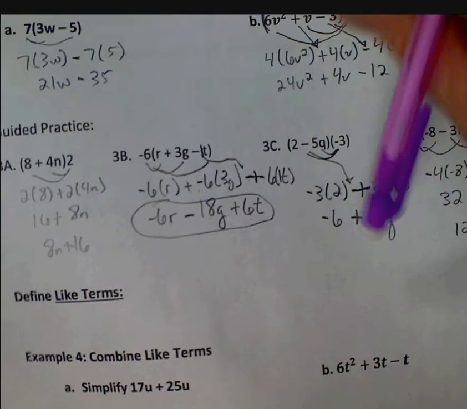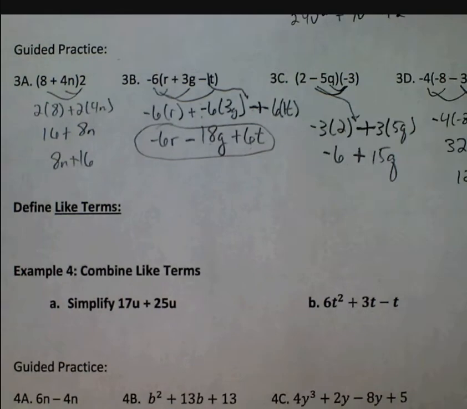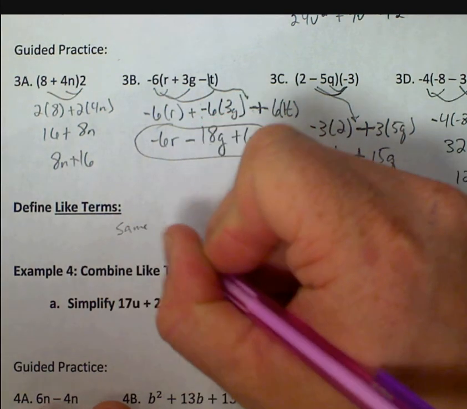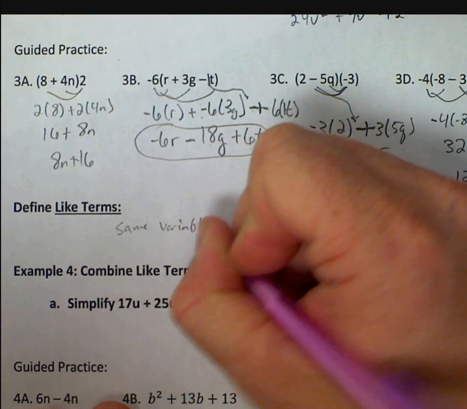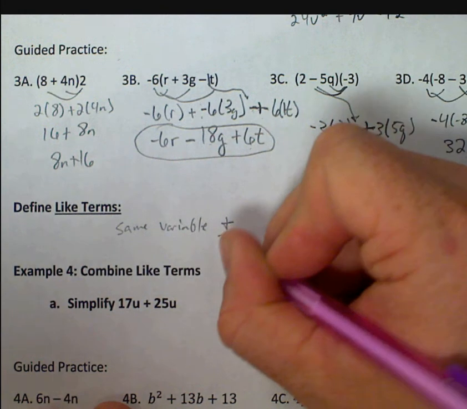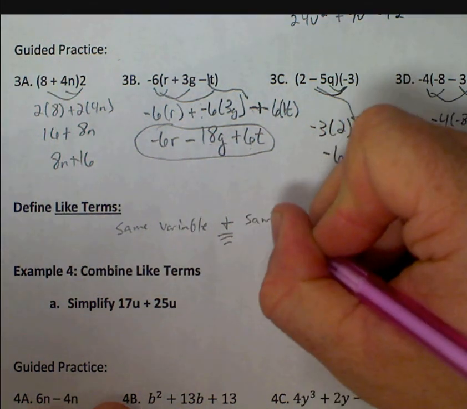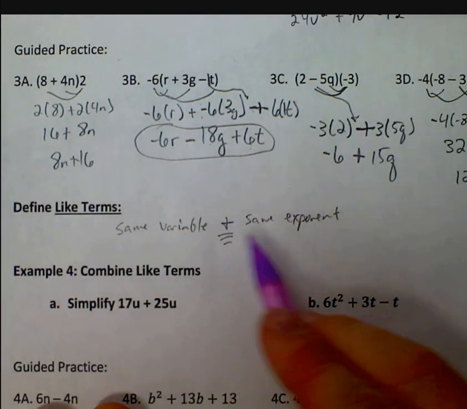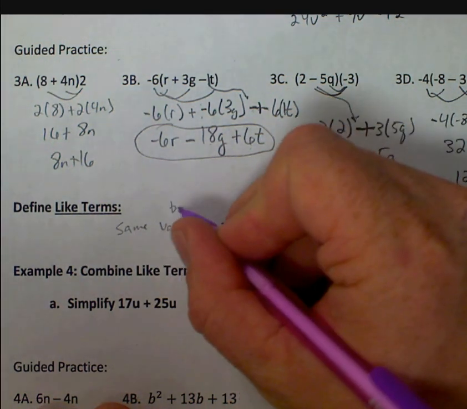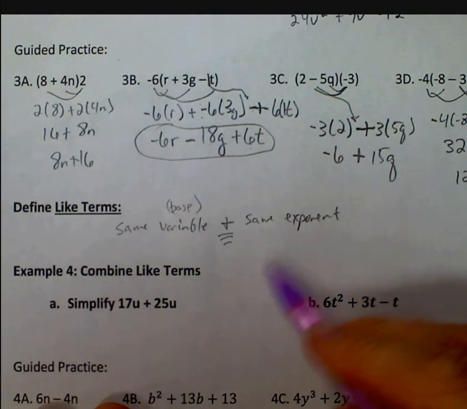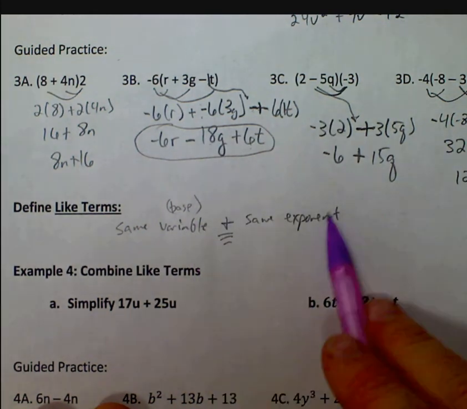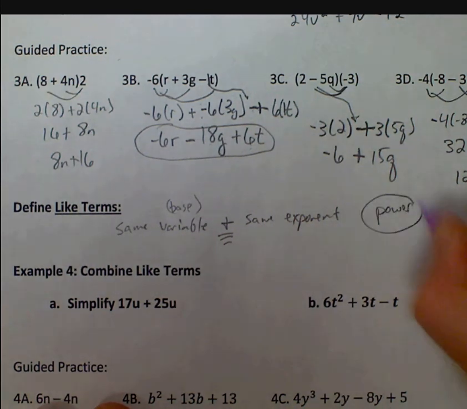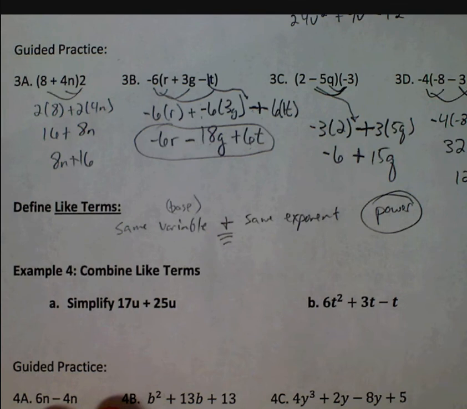Let's go ahead and define like terms. Like terms is whenever you have the same variable and same exponent. Same variable, same base, because that's going to be our exponent, and so our base and our exponent are the same. So both of those combined is actually considered the same power like I taught you before.